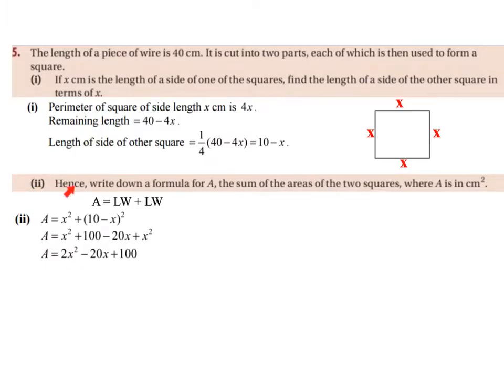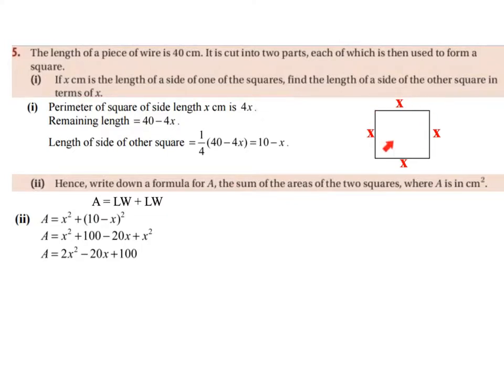Part 2. Hence, write down a formula for A, the sum of the areas of the two squares, where A is in centimeters squared. So first of all, when we see hence, it means using an answer from the previous question. So the area of the sum of the two squares is going to be area equals length times width plus length times width. So length times width gives us the area for one of the squares, and length times width gives us the area for the other square, and we need to add them together because sum means add.